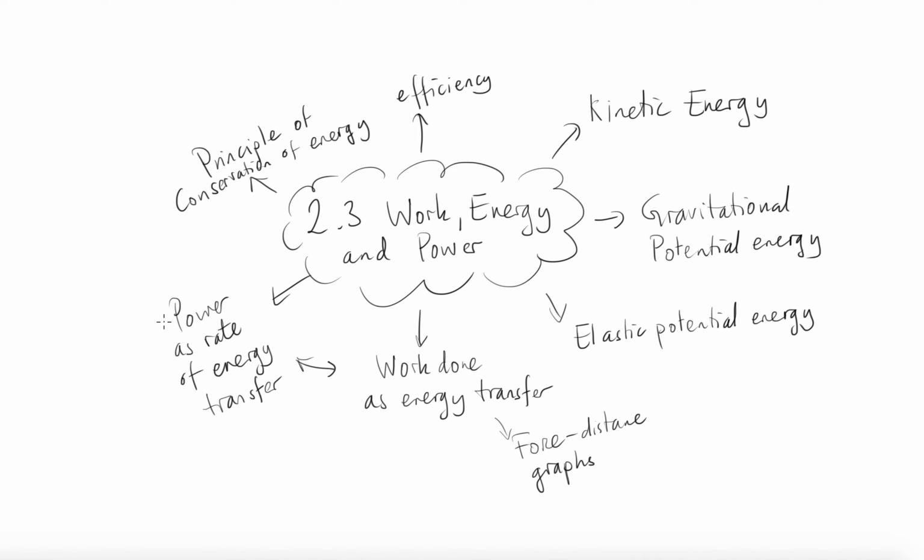Here are the understandings from the guide. The first understanding is kinetic energy. Well, what is kinetic energy? It's energy due to an object's motion. And the formula, which I believe you're given in the data booklet, is a half mv squared.